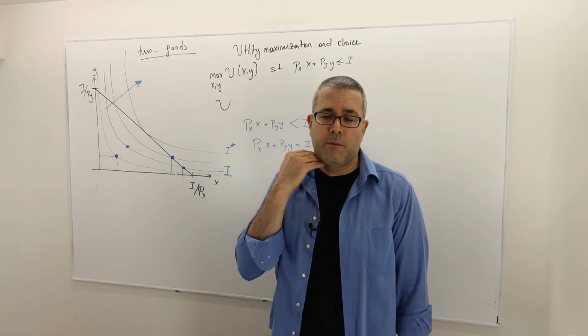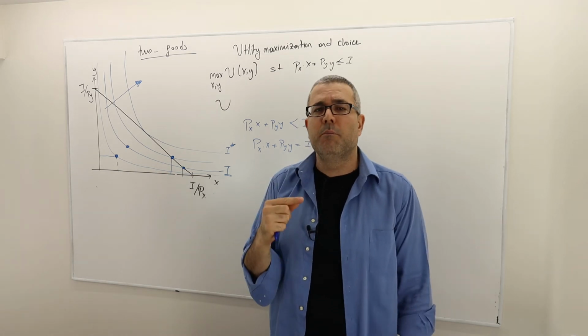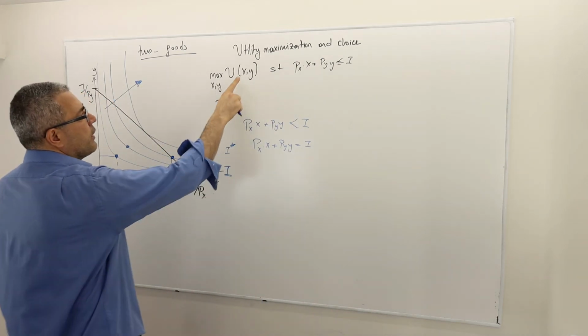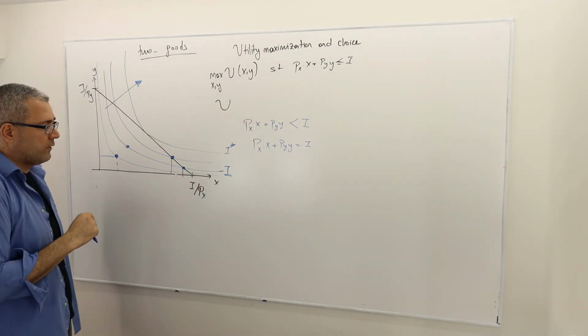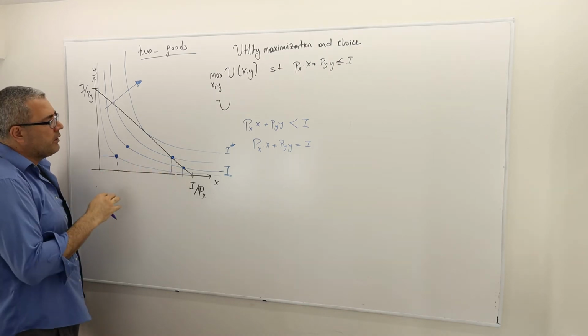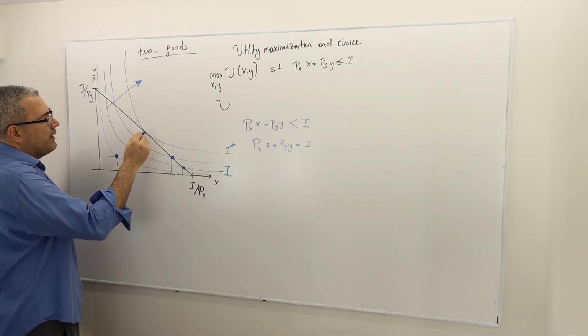So the point of optimality is finding the right balance between the different goods that you want to consume. Therefore, graphically, when we look at it, the optimal point has to be this one.